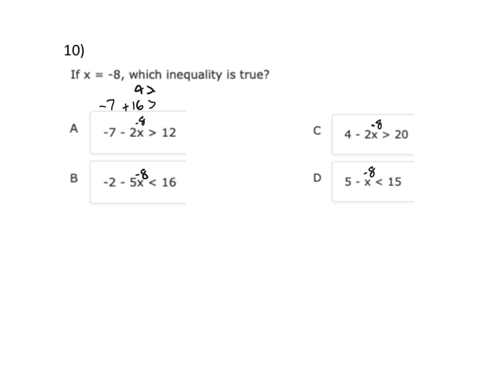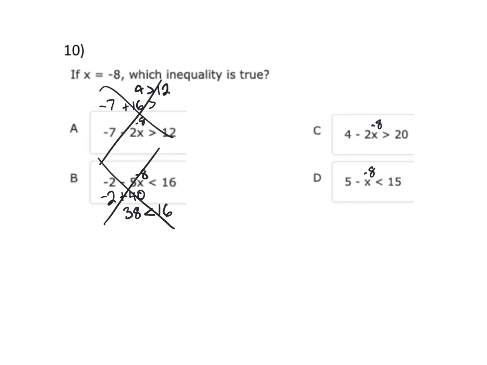So it says 9 is greater than 12. That inequality is not true. So let's move on to B. We have negative 8 times negative 5, which is a positive 40. And then we have a negative 2. So we subtract: 40 minus 2 is 38. This inequality says 38 is less than 16. 38 is greater, so B would be wrong.